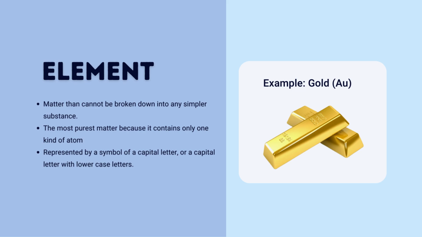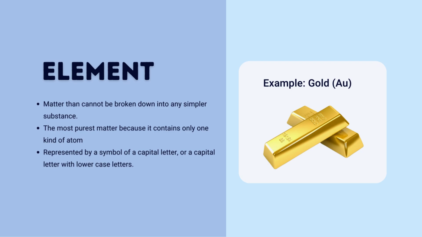Each element is represented by a unique symbol, which is typically a capital letter or a capital letter with lowercase letters. These symbols are used to represent elements in the periodic table, which is a tabular arrangement of all known elements based on their atomic structure and chemical properties. By understanding the properties of elements, scientists have been able to make great advancements in fields such as medicine, energy, and technology.